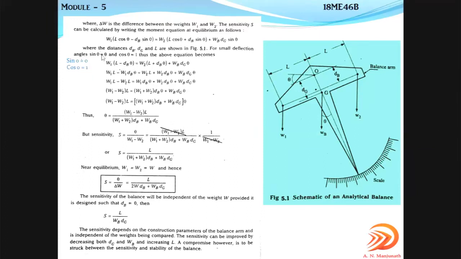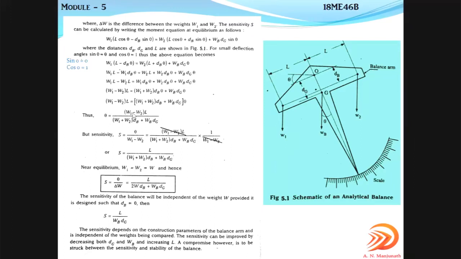Similarly, sin theta is equal to theta. That is what is substituted in this equation, which will be equal to W2 L plus dB theta, because sin theta is equal to theta here, plus WB dG theta. After substituting these equations and simplifying, you are going to get the equation for theta.